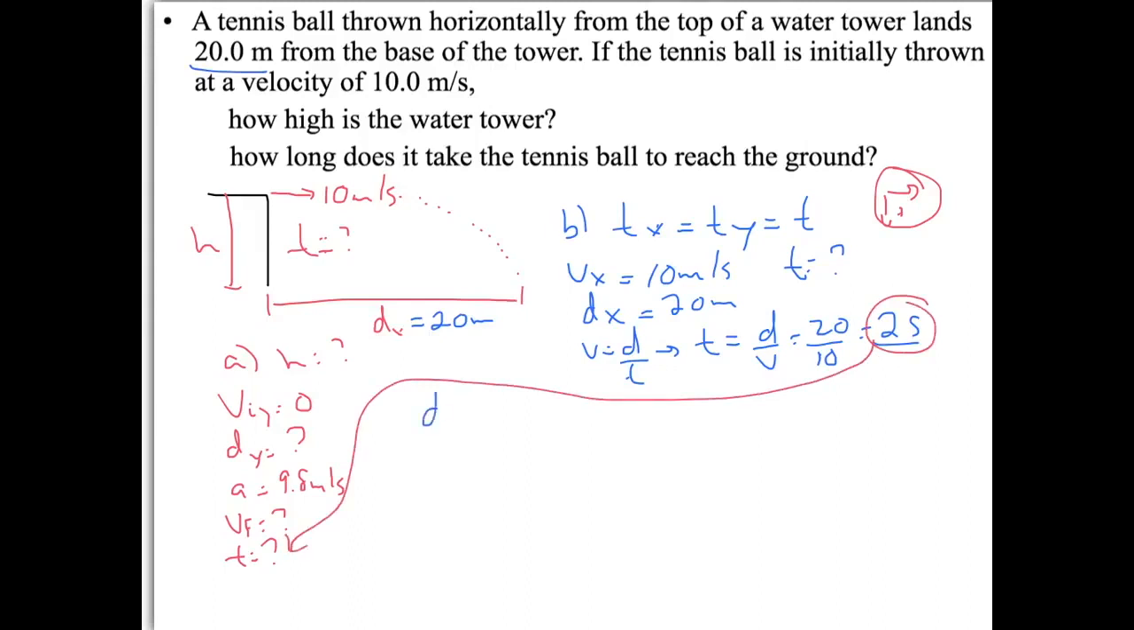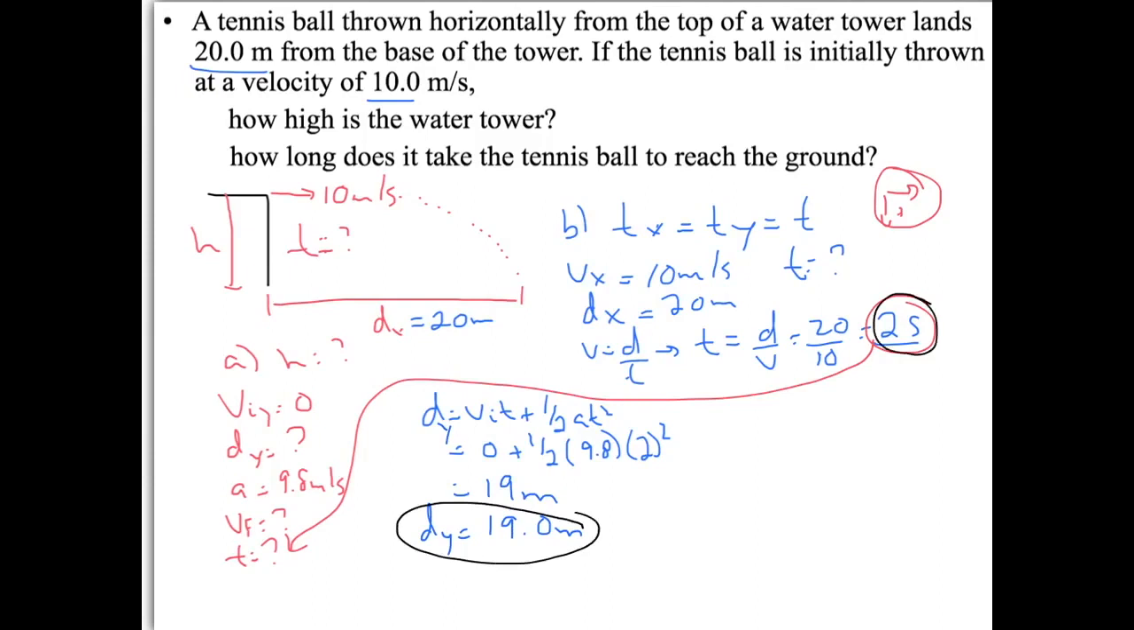So let's use the equation, d equals vi t plus 1/2 a t squared. We plug our numbers in, we're looking for d. Vi is 0 plus 1/2 times 9.8 times 2 squared. When we do that, we get a dy, or height, of 19 meters. 3 sig digs, so let's say 19.6 meters. That's the height. So now we have our two answers. We have the height, and we have the time.